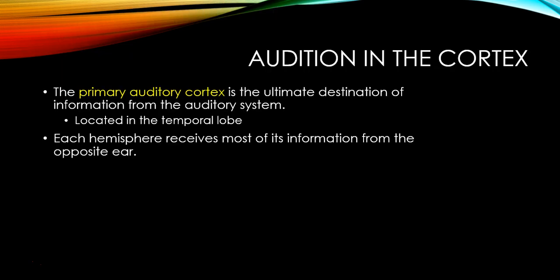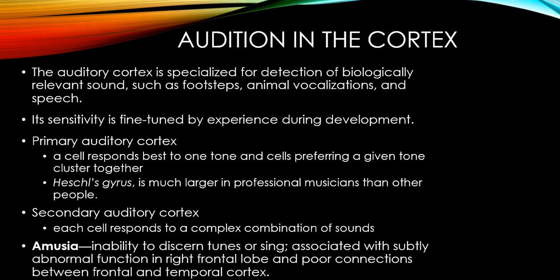Audition in the cortex. Primary auditory cortex is where information goes first after it leaves our ears and goes through those different processing centers. When it gets to the temporal lobe in the cortex, it starts at primary auditory cortex, which is in the temporal lobe. And we already said each hemisphere receives most of the information from the opposite ear. The auditory cortex is specialized for detecting biologically relevant sounds like footsteps, animal sounds, speech. And this auditory cortex, its sensitivity is fine-tuned by experience during development.